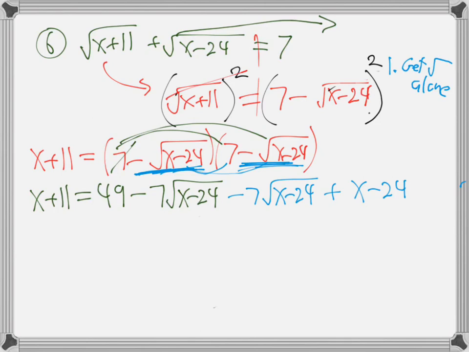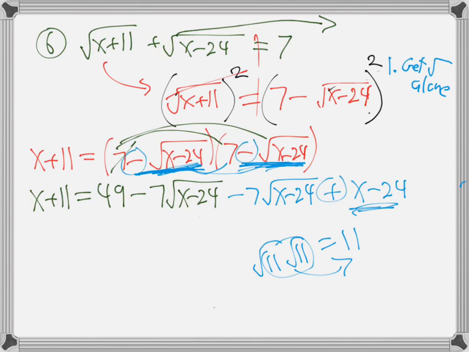Remember, if you have 2 of the same thing in a root, that's 1 plain one out. Like if I had root 11 times root 11, that's 2 11s in, that would send 1 out. Well, that's what just happened in that last step. An x minus 24 in, another x minus 24 in, and 1 x minus 24 out. And a negative times negative made positive. Good there? We tracking? Okay.